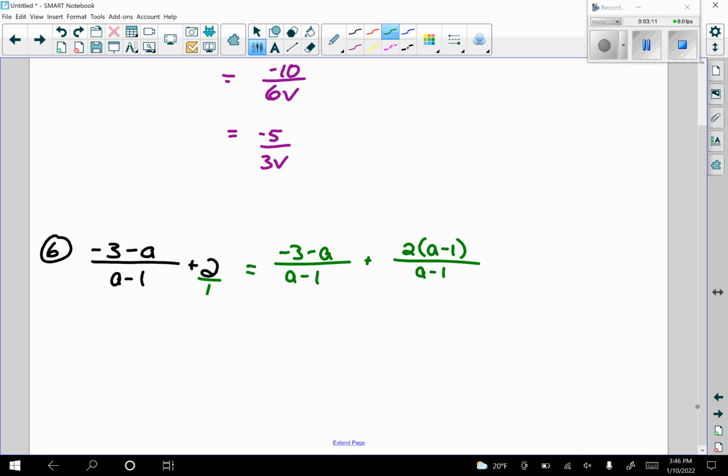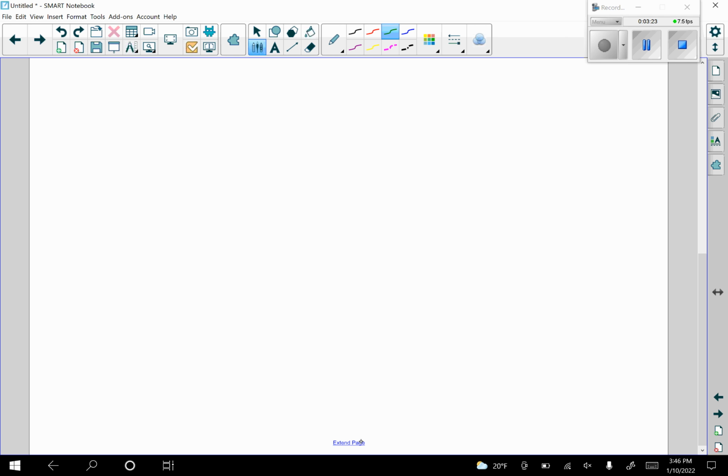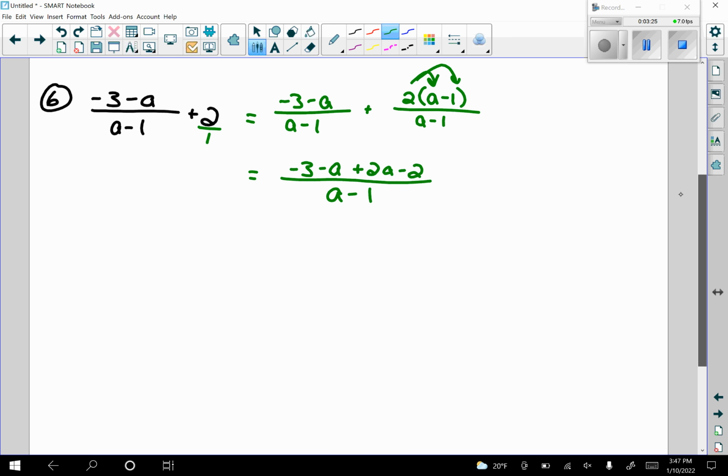Now I'm going to make one big fraction, keep the denominator, and I'm going to distribute this 2 that's over here. It's a positive 2. So we're going to have negative 3 minus a plus 2a minus 2. We're going to combine like terms. 2a minus a is just a. Negative 3 minus 2 is a negative 5, so we get a minus 5 over a minus 1.